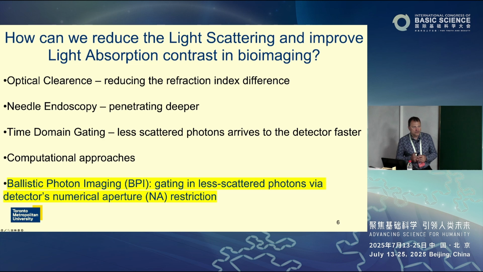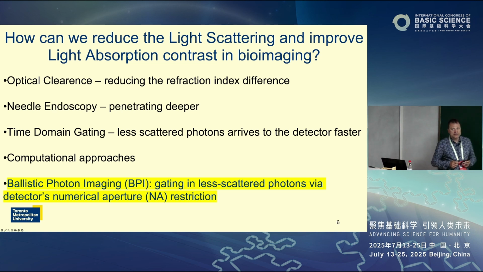Some approaches like Anderson localization and so forth, I'm not going to touch on today, but those are basically computational approaches of a different kind. And those also exist when imaging, when scattered and non-scattered light is collected, and then due to this processing, we can retrieve, or at least try to retrieve, certain unscattered photons.